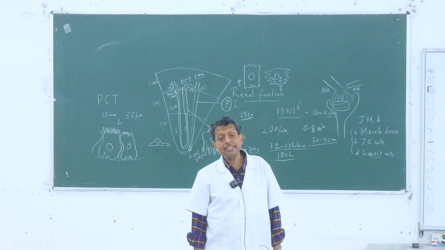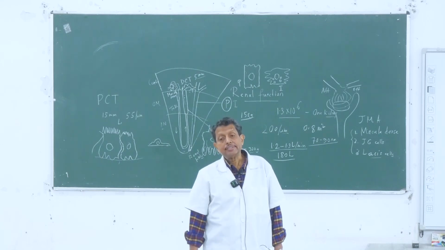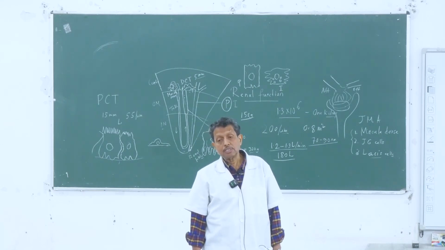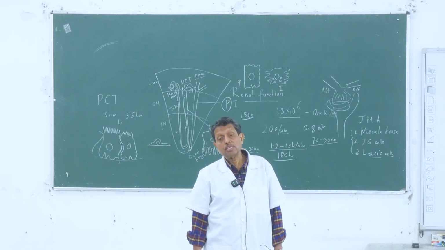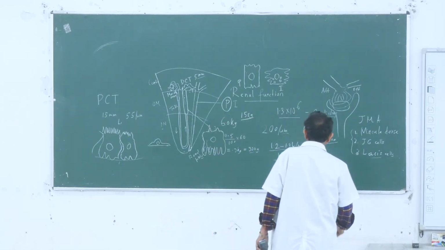Kinins, bradykinin, are also liberated by some cells. So these are the substances that are produced. Renin, and to some extent dopamine is also synthesized. So the kidney is an important organ, an endocrine organ also. Clear?